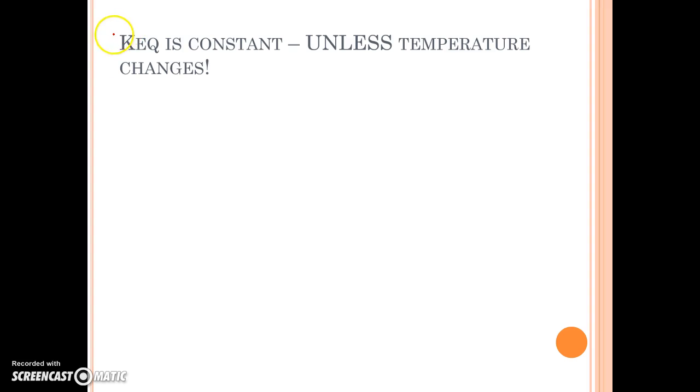Now, Keq, the equilibrium constant, is a constant at a given temperature. Remember when we talked about the equilibrium constant for water, Kw, equals 1 times 10 to the minus 14, and that changes with temperature, and we proved that in a homework problem? So we know equilibrium constants change with temperature. So Keq is changed by temperature only.